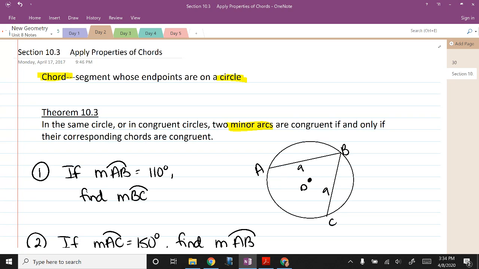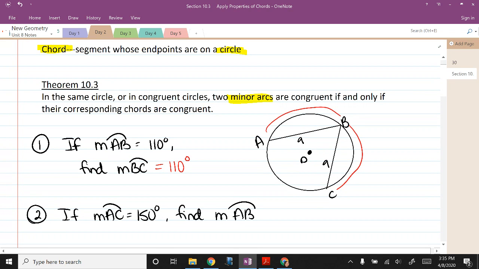So if we know the measure, number one says the measure of arc AB is 110 degrees. So this arc is 110 degrees. Then BC would also be 110 degrees because their chords are congruent. So if the chords are congruent, then the arcs are congruent and vice versa. So the measure of arc BC is also 110 degrees.